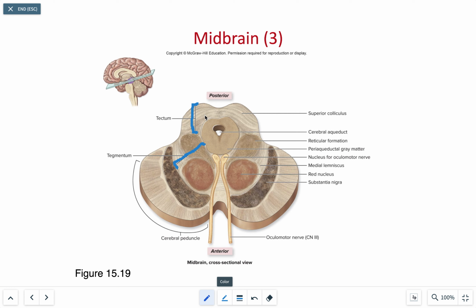And then we have over here part of the region of the tectal plate, which is going to be first the superior colliculi. And again, this is for the visual reflex center. So this area is going to help track moving objects and control reflexes, such as turning the eyes and the head to some sort of a visual stimuli.